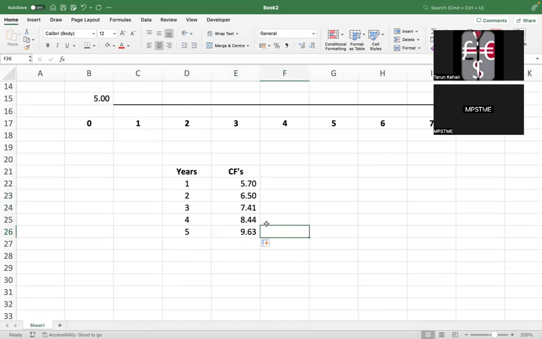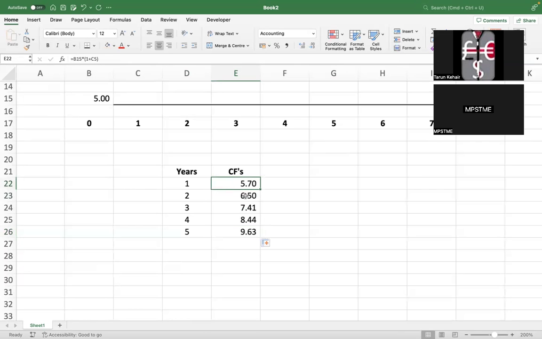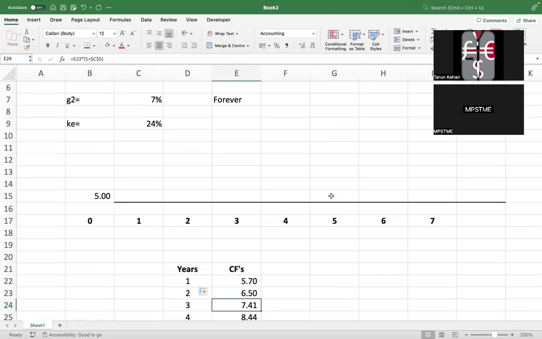Okay, na? So these will be your 5 dividends. हर साल का dividend will be 14% higher than the previous year. So the first year benefit is 5.7, then it is 6.5, then it is 7.41. तो आपका dividend जो है 14% के growth से वो 5 साल तक बढ़ रहा है.